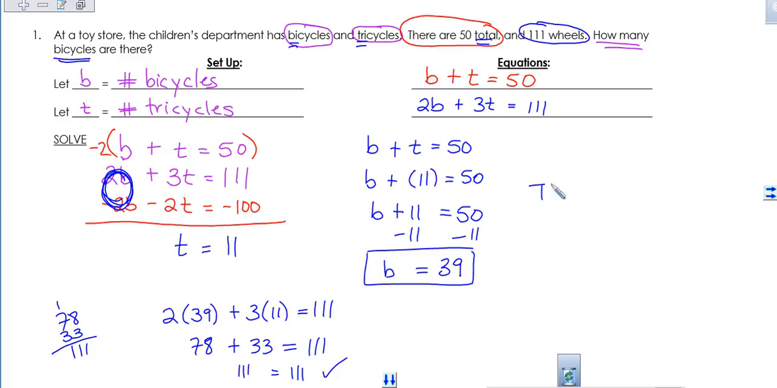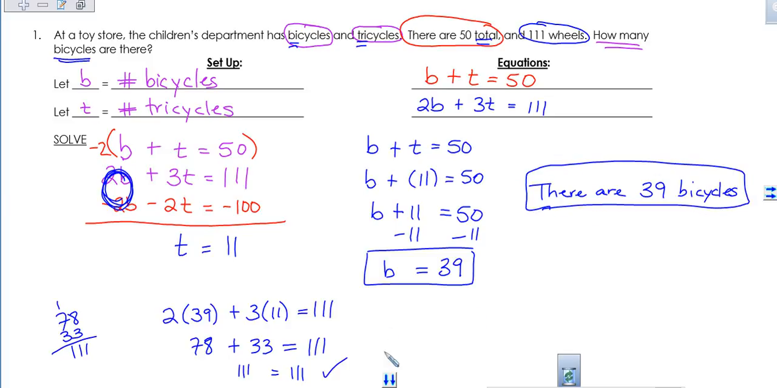So you would say there are 39 bicycles is the appropriate way to answer this question. Okay? Let's take a look at another one.